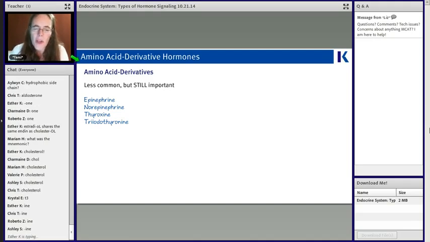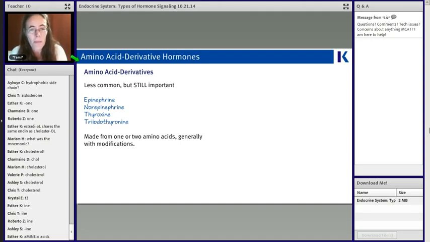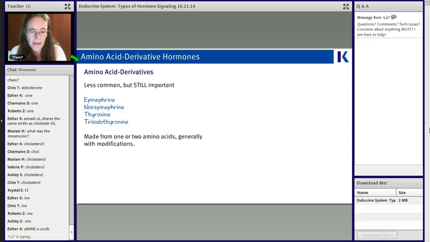Okay, so let's look at a couple of different things. They're typically made from 1 or 2 amino acids. This makes them very different from peptide hormones, which are made from multiple amino acids. So they really are peptides. They're small peptides, but they really are peptides. Okay? Yes, Esther, good. Amino acids.